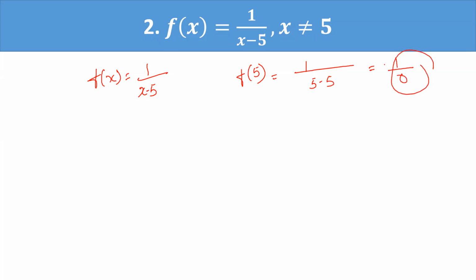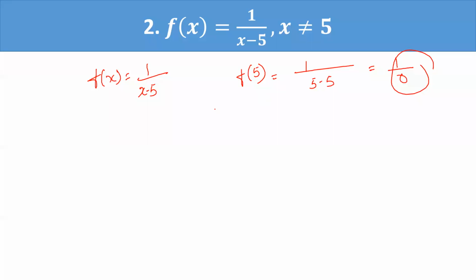So what is 1 by 0, students? 1 by 0 is undefined, or you won't get a value, correct? 1 by 0 is not 0. If you have a calculator, just check, and you'll get a mathematical error, which means 1 by 0 is not defined.